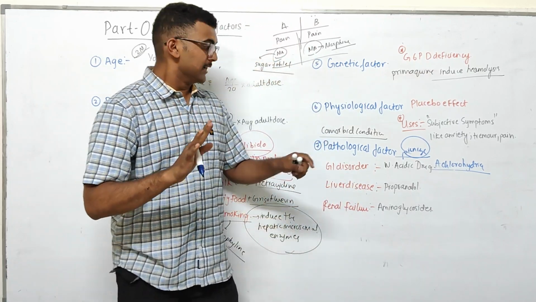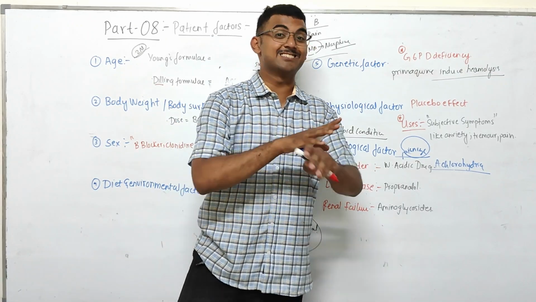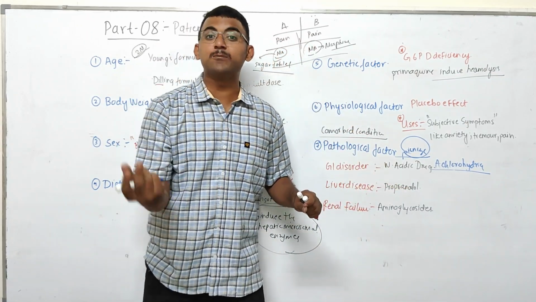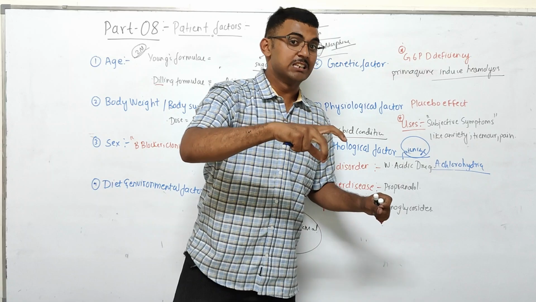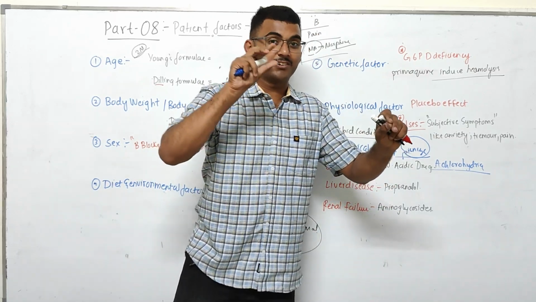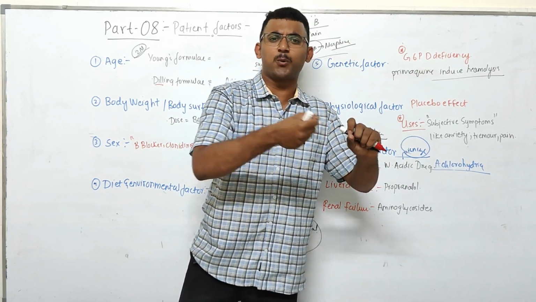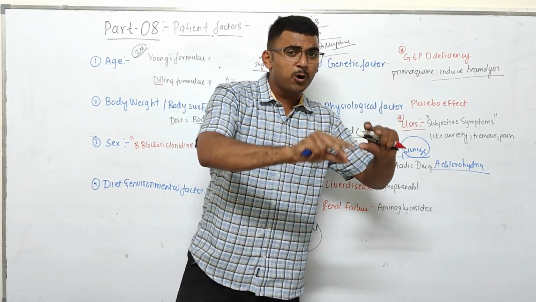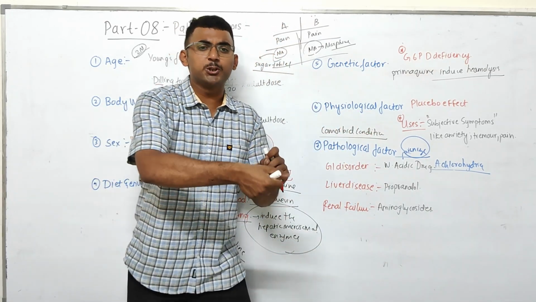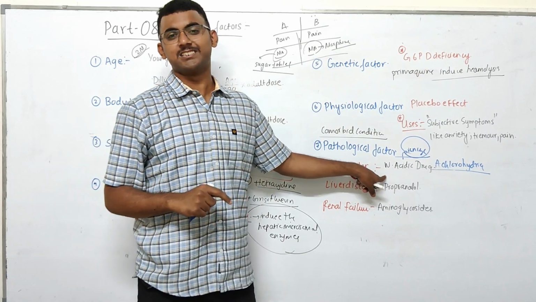Try to understand. In GI disorder, if you are having a disorder such as achlorohydria, then HCl is not produced, and if you administer a weakly acidic drug, it is going to ionize. If the drug is converted to ionized form, you already know one of the major factors of drug absorption: it is very difficult for the body to absorb that drug. So the absorption is impaired in the case of GI disorder.